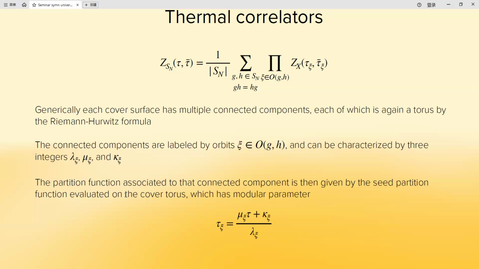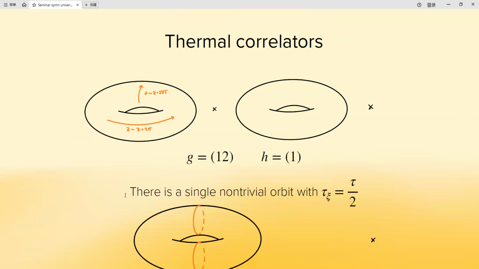So that's maybe a bit much. Let's look at an example. Here above, I've drawn 2 tori.